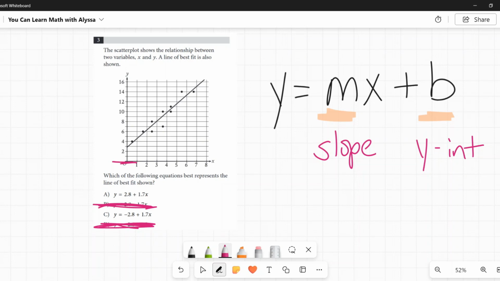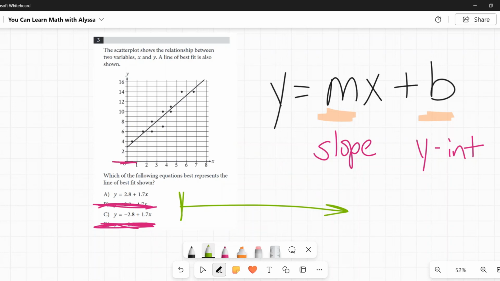Okay, so now these two remaining, A and C, have the same y-intercept, but they have different slopes. One has a positive slope, 2.8. One has a negative slope, negative 2.8. If you're starting at the left and you're going towards the right, if the line is going upward at all, even the slightest bit, that is a positive slope. We're not talking about horizontal or vertical lines, just lines that are either rising or descending. If you're going left to right, like how you read in English, if you're going upward, that is a positive slope. If you're going downward, that's a negative slope.